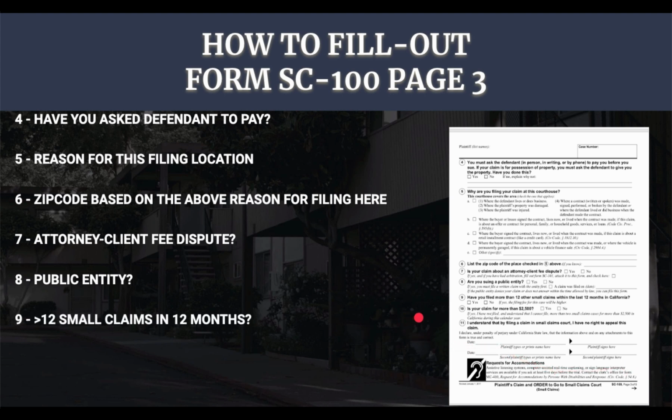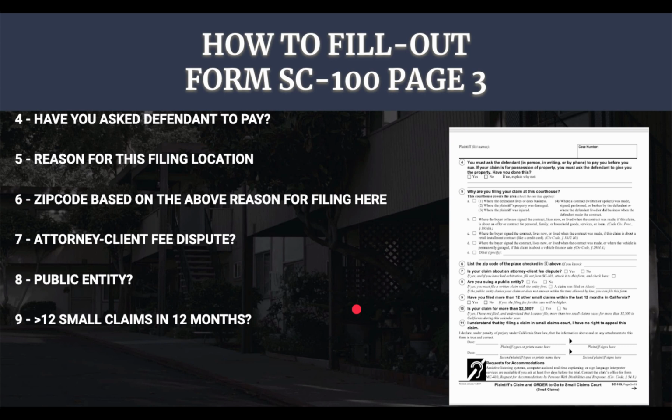Section 9. Have you filed more than 12 small claims in 12 months? Choose no unless you have initiated more than 12 other small claims suits within the previous rolling 12 months. In other words, 12 months from today. It doesn't matter how many you have filed per month. This is a cumulative total from the period beginning 12 months ago until now, your filing date.